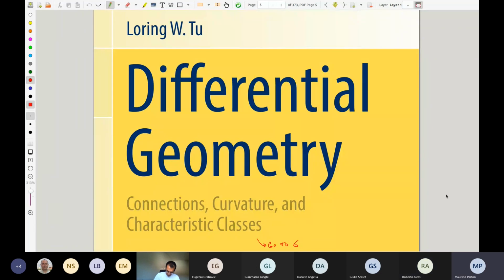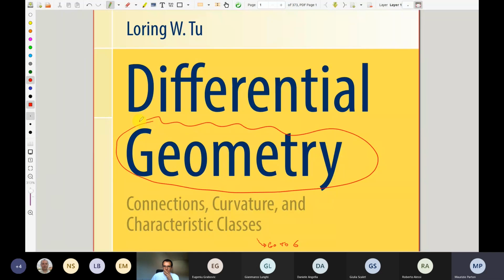Okay. Thank you, Roberto, for this introduction. Okay, this is the first slide. So we are starting with a new book. This new book is about differential geometry, and I underline, sorry, change of pen, and I underline the word geometry. That means finally we are doing some geometry, because geometry means we are measuring things.